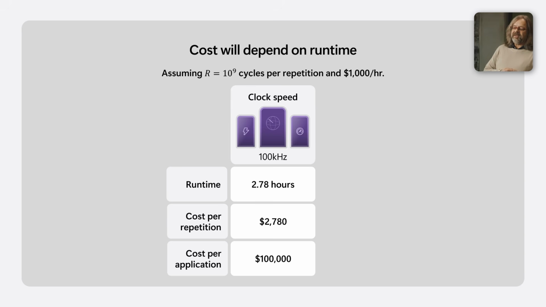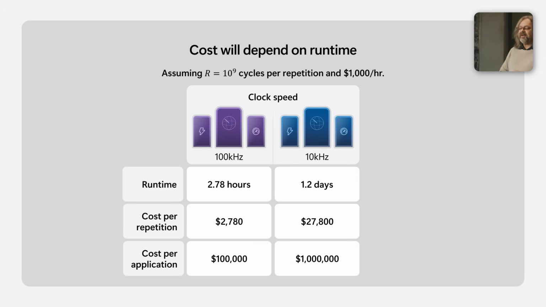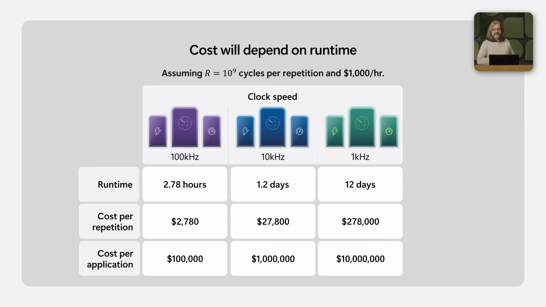But if the clock speed is not 100 kilohertz, but only 10 kilohertz, then the runtime is not 3 hours, but more than a day. And the application cost will go up to $1 million. And if it's another 10 times slower, at 1 kilohertz, then it takes almost 2 weeks to run it. And the total cost will be $10 million. So the clock speed of the quantum computer will be very important for cost.